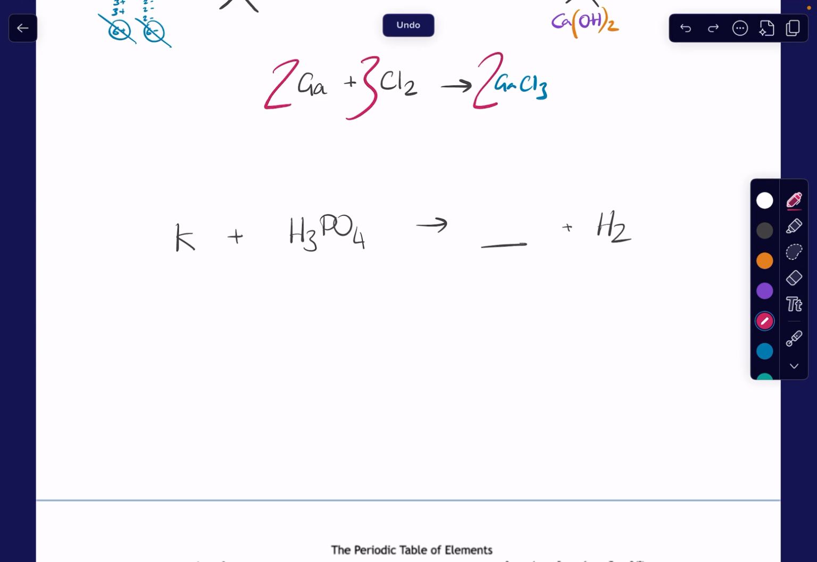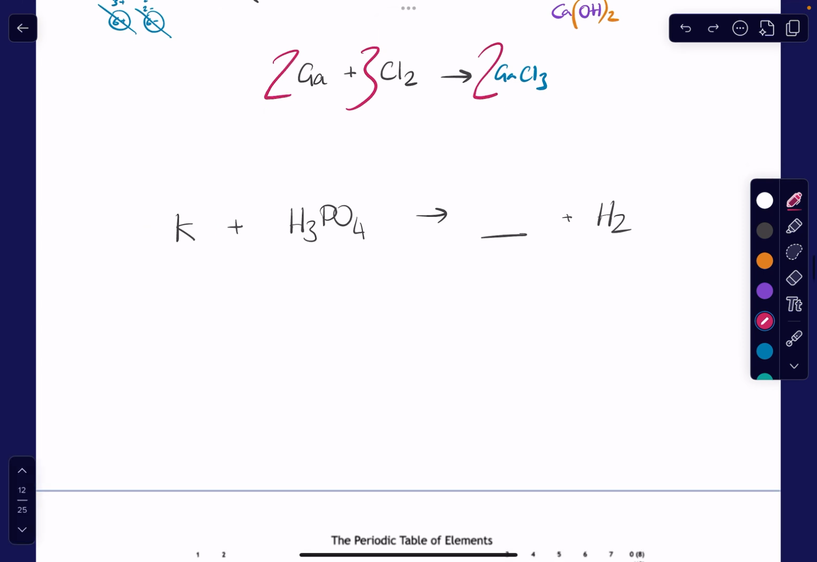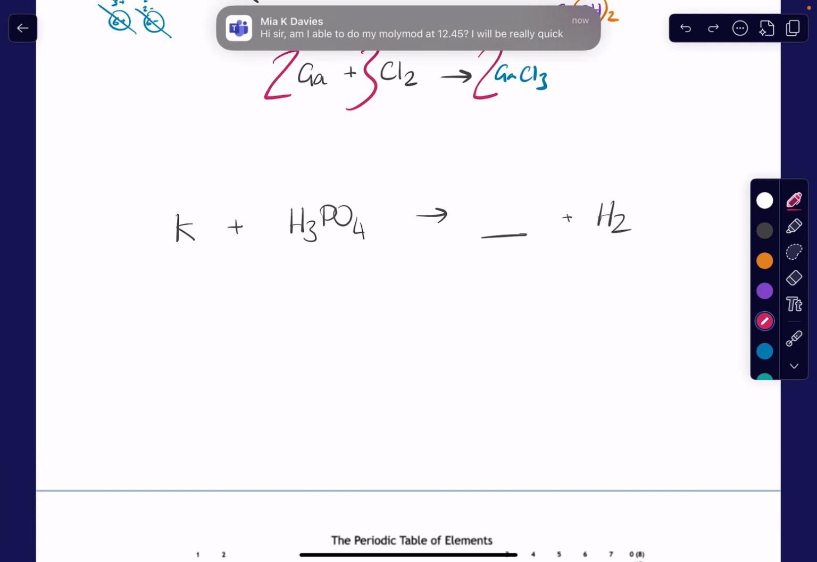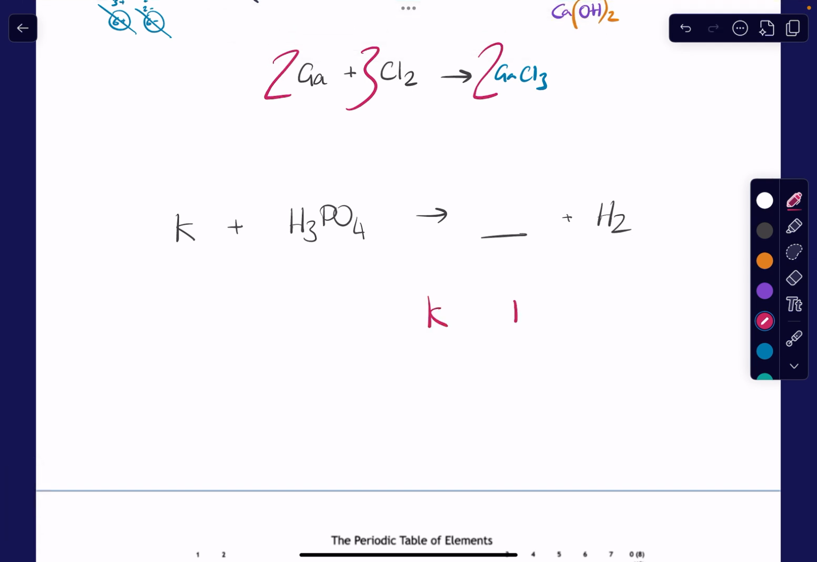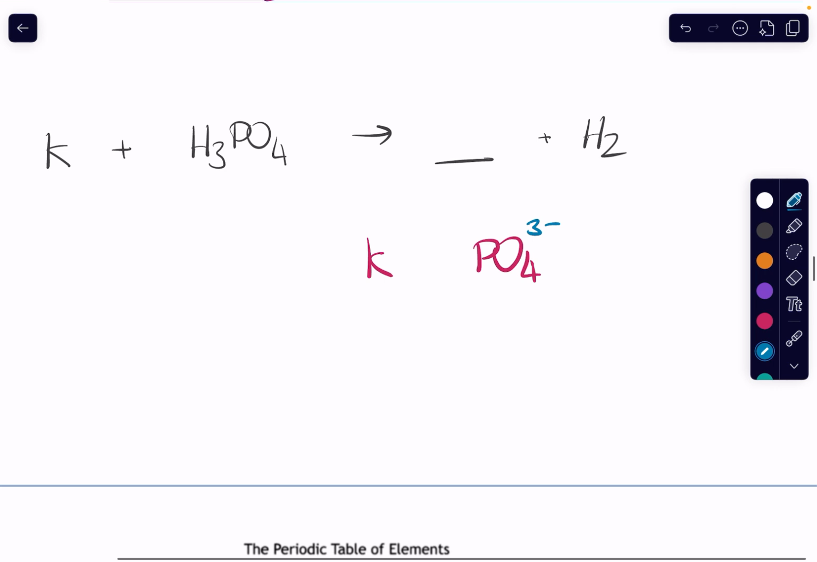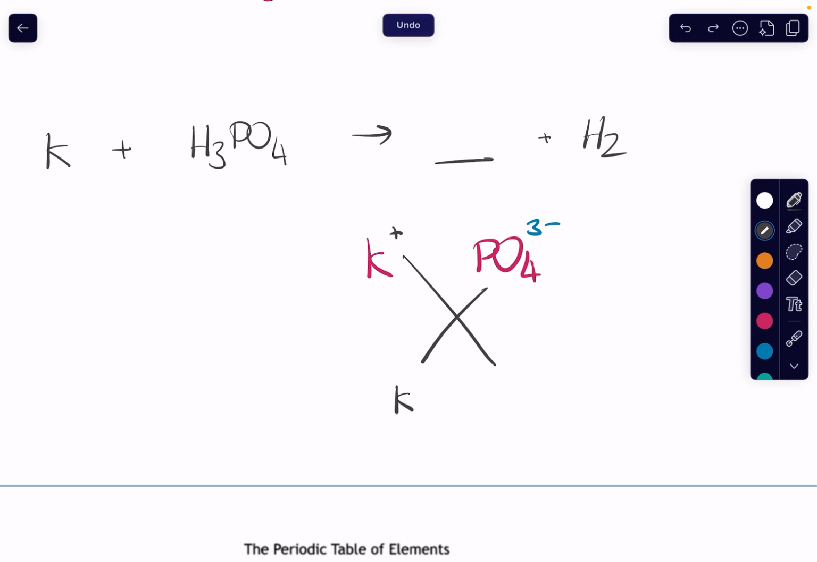So I need to do the crossover method to make sure I can produce potassium phosphate. So potassium, and then phosphate. Remember, PO4, our friends, they stay together, and this has a charge of 3-. You just need to remember this, I'm afraid. Right, let's cross over these. So this is going to be 1+, so I'm going to cross this over, K, and this is going to stay together, so let's just put it in brackets straight away, because we know that's going to stay together.